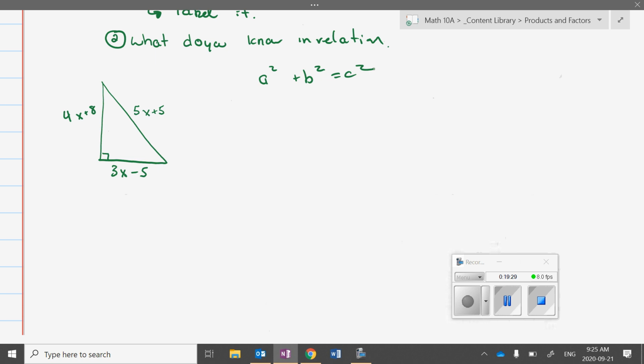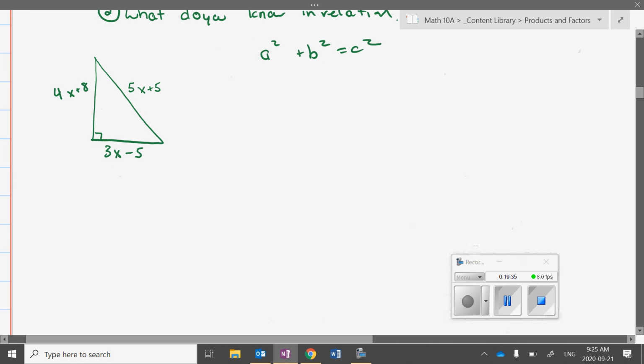Well, I know Pythagorean's theorem exists, so let's fill in Pythagorean's theorem and then see where that takes us. Your order might be slightly different than mine, but I'm going to say this side is side A. So I get (4x plus 8) squared plus (3x minus 5) squared equals (5x plus 5) squared.